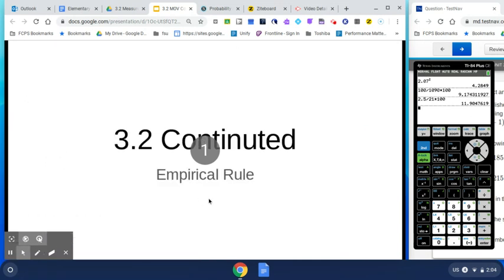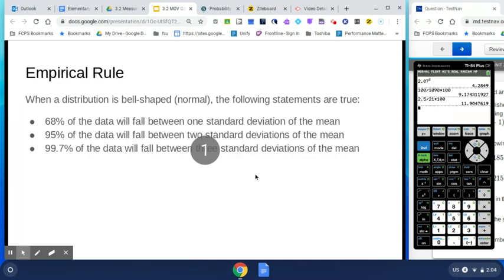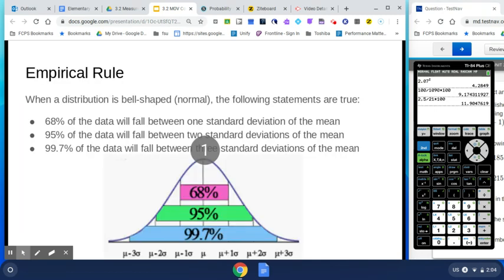Okay, today we're going to be discussing the empirical rule in the lesson. The empirical rule states when a distribution is bell-shaped, the following statements are true. 68% of the data will fall within one standard deviation of the mean, 95% within two standard deviations of the mean, and 99.7% within three standard deviations of the mean.